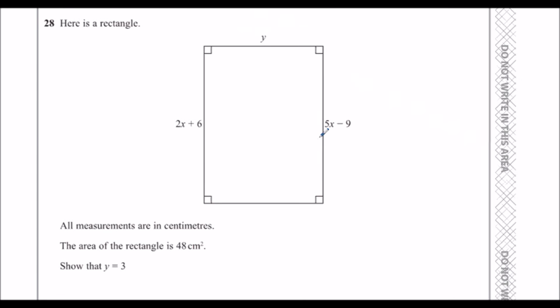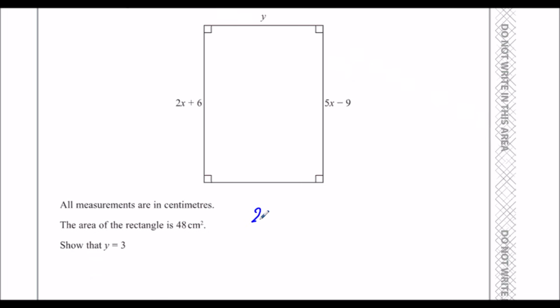Okay, so we've got two opposite lengths of the rectangle here, and we can use them to find out what x is, because opposite lengths of a rectangle must be equal. So we're going to find out x first. We're going to say 2x plus 6 must be equal, these two lengths are the same, to 5x minus 9. We're going to get rid of the smallest x first, which is 2x. So take 2x from both sides. What does that leave us? We've got 6 equals 3x minus 9.